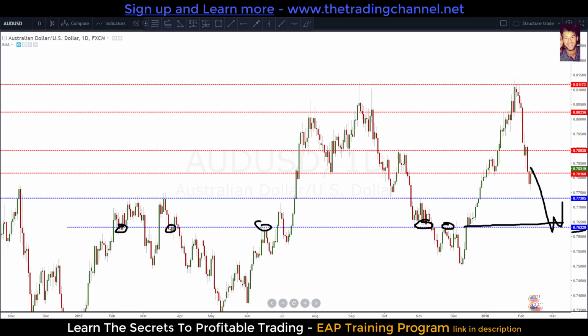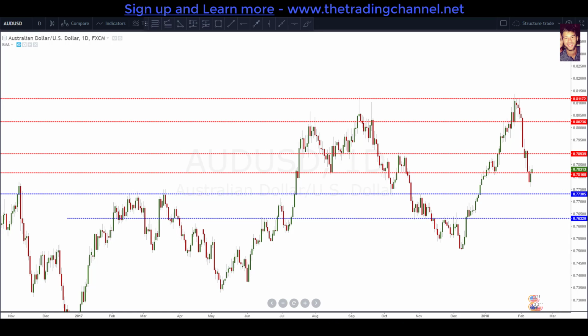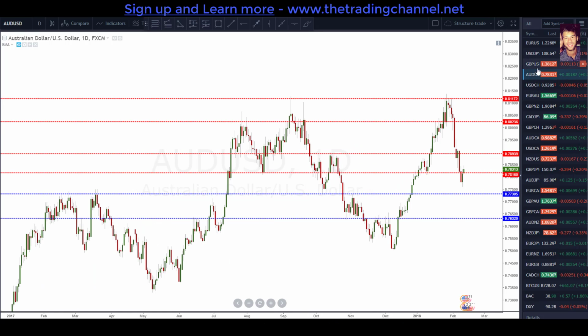More than likely, we're not going to get all the way down to that level this week, but that is something to pay attention to in the future. So that's a breakdown of the Aussie dollar. That's what we're looking at this week on this pair. Let's go ahead and move on to our next pair, which is going to be the pound dollar.